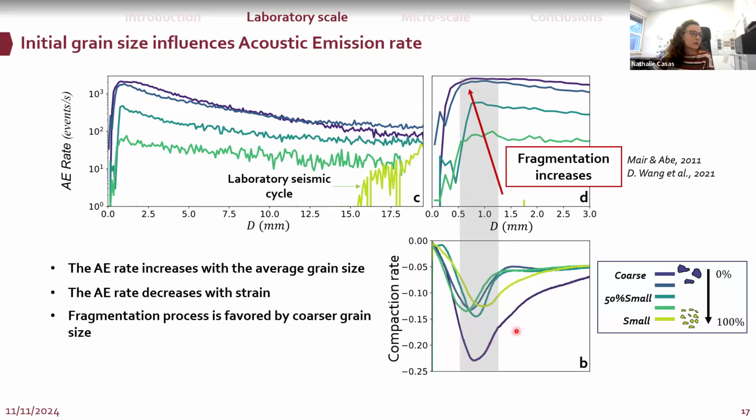Then if I plot the compaction rate I showed you before as a function of this acoustic emission rate, we can see that the maximum compaction rate corresponds to the place where we have the maximum acoustic emission rate. And this is maximum for the initial coarse particles. That means that indeed we have an important fragmentation happening here by increasing the initial grain size.